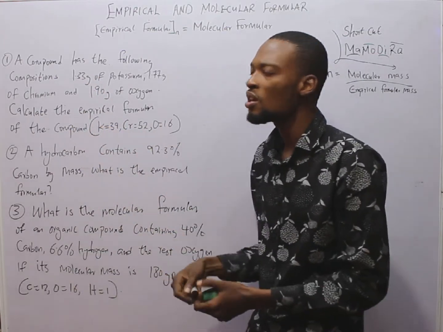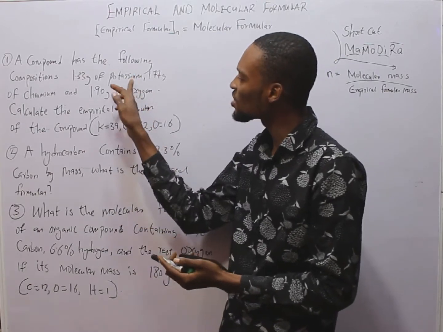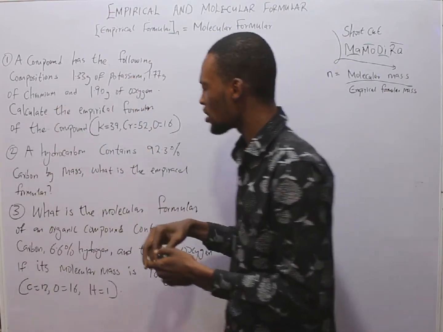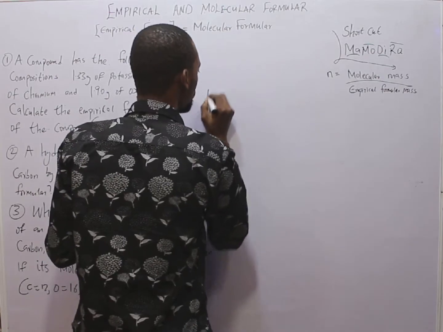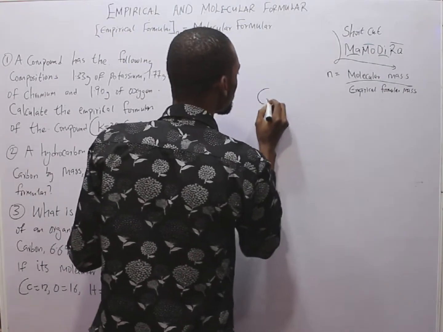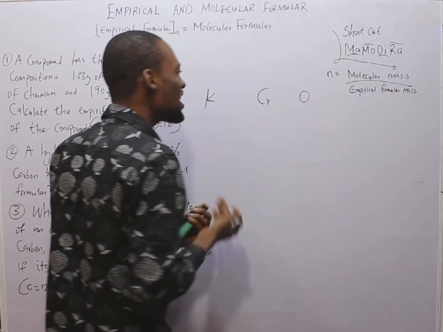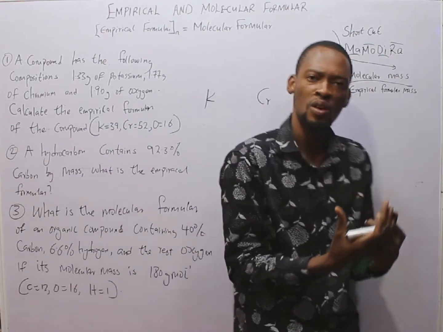What else should you know? The compound contains potassium, chromium, and oxygen. So potassium K, chromium Cr, and oxygen. These are the elements that make up the compound.